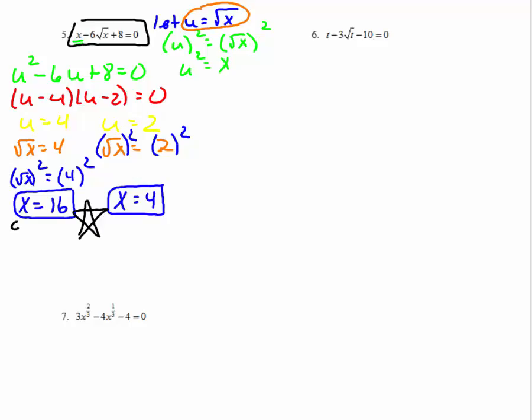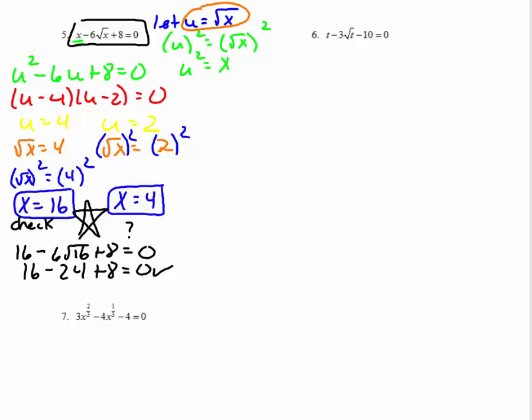So I'm going to check the 16. So when I check x equaling 16, I get 16 minus 6 square root of 16 plus 8 is supposed to equal 0. I'm going to put a question mark because I'm not sure. Well, the square root of 16 is 4, and 4 times 6 is 24. So I get 16 minus 24 plus 8. Does that equal 0? Yes. So x equaling 16 works, so I'll keep x equaling 16.